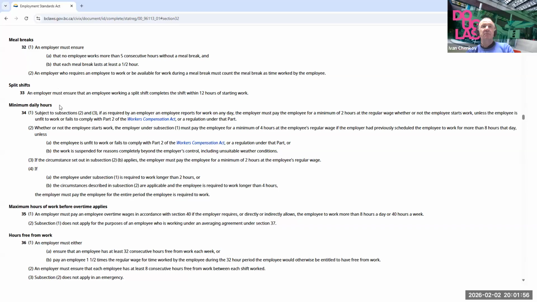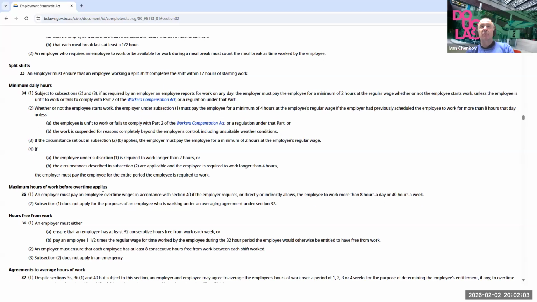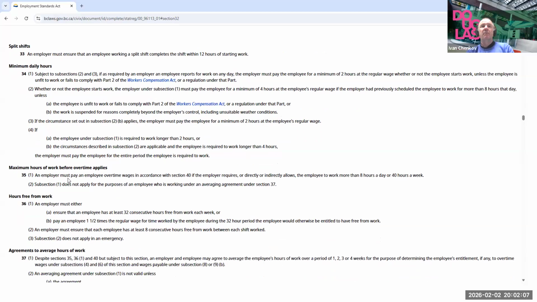And then you have the split shifts, minimum daily hours, maximum hours of work before overtime applies. And here it says an employer must pay the employee overtime wages in accordance with section 40, which we're going to see later, if the employer requires or directly or indirectly allows the employee to work more than 8 hours a day or 40 hours a week. So I may require you to stay 9 hours today, but if that doesn't transfer over 40 hours a week, you're not going to get overtime.